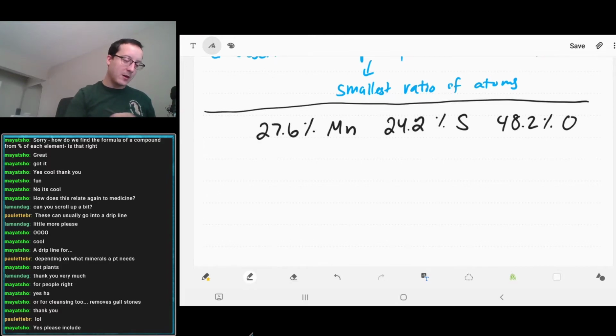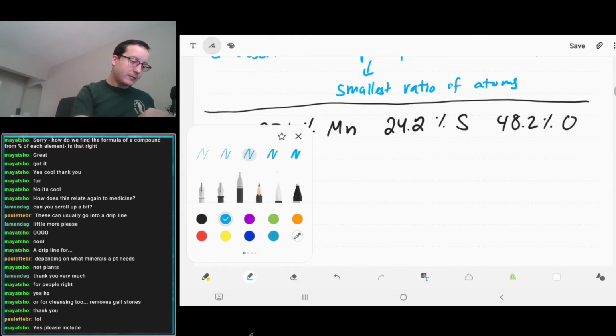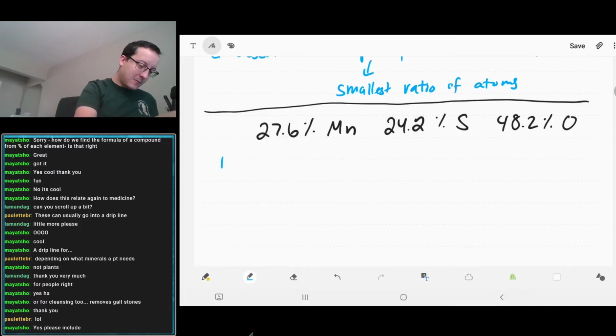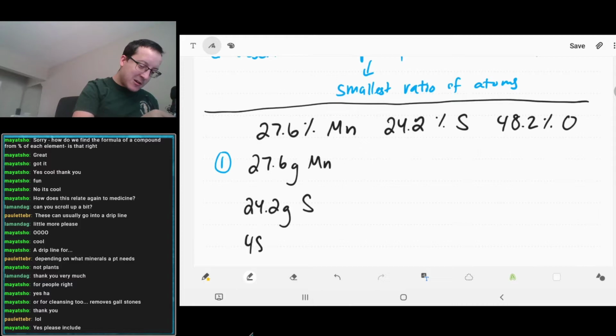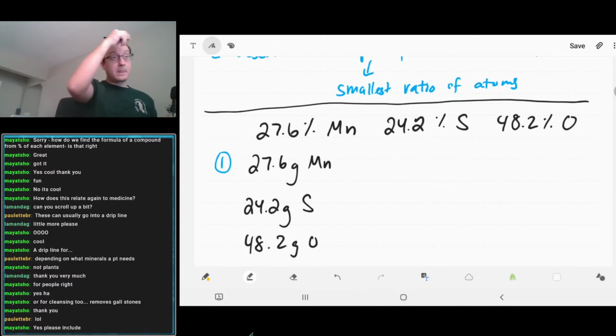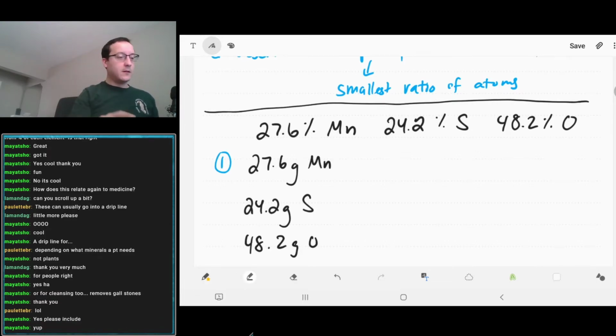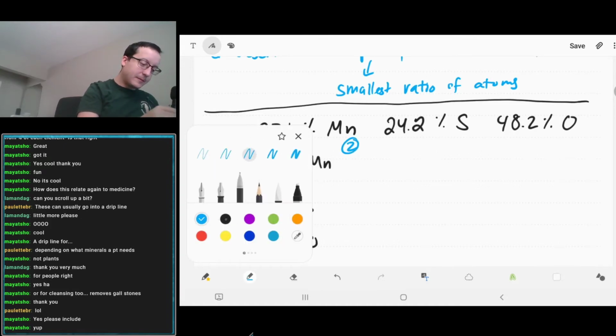So, okay, cool. So, step 1 is convert to grams, right? So, we can go ahead and do that. 27.6 grams of our first element, 24.2 grams of our second element, and our third one. Okay, nothing too crazy there. Step 2, we're going to convert them all to moles.